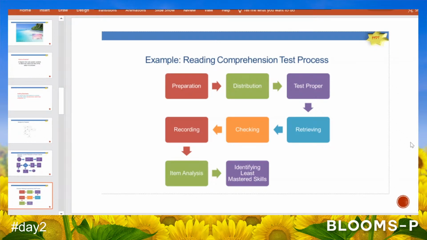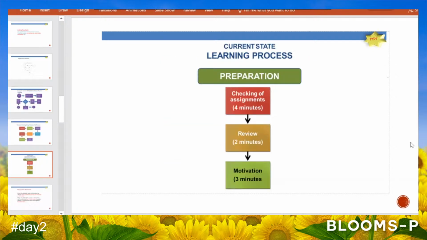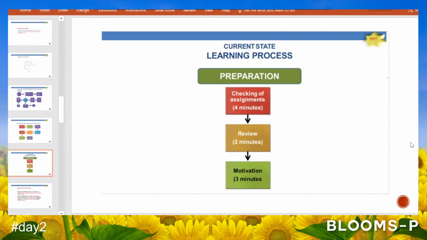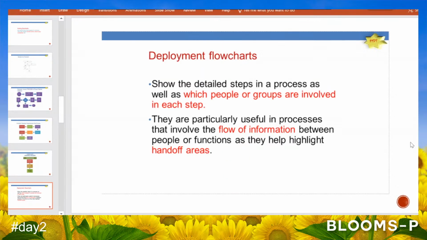So this is an example of a flow chart. Then we have another one, the current state learning process. In the preparation, remember, we have the checking of the assignments, still the same, reviewing and giving of motivation while doing our classes. Now, my dear, I am going to bring you to the deployment flow chart.